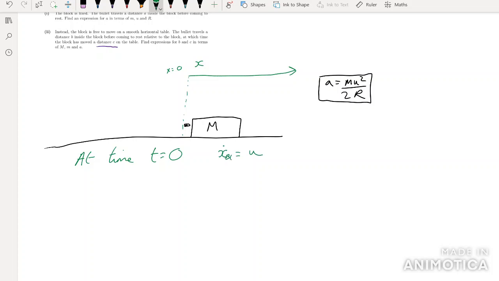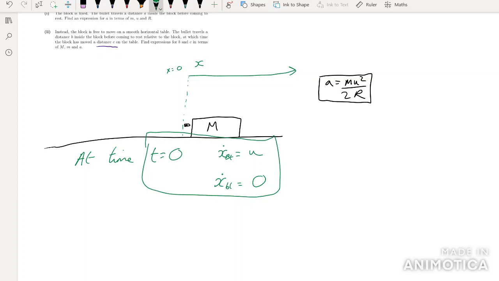And I'll call that bt. And I can also say x dot block equals 0, because it's not moving. Okay, fine. Not necessarily obvious why this is useful yet, but that doesn't matter. We're just writing down what we can write down, what we know. At the very least, we'll get some marks for it. Okay, what else do we know?